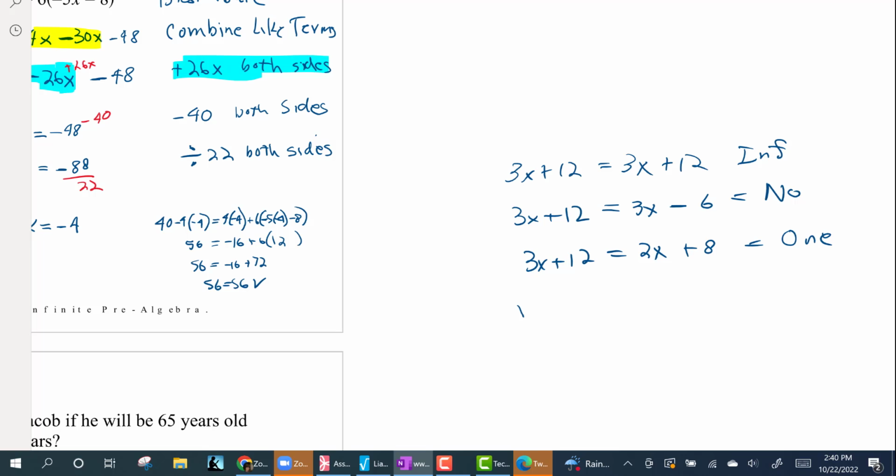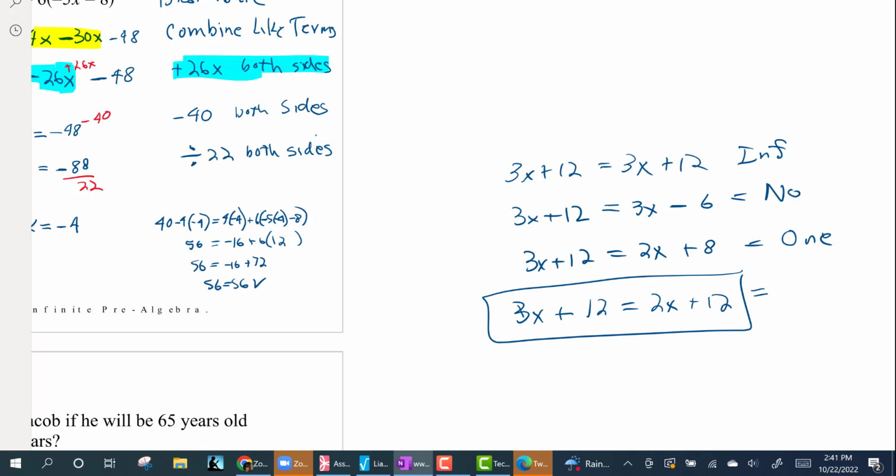However, there's one other special case. When variables are different, so let's say 3x and 2x, but the constants are the same. Let's see. Yes, so when it looks like this special case, even though it looks weird, note the variable will always equal 0.